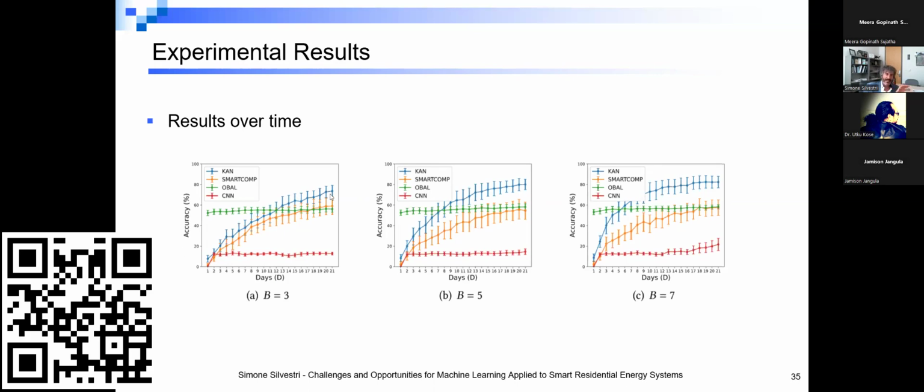And as you can tell, our approach outperforms all the other ones over time. It is worth mentioning that the OBAL one is better at the beginning because it requires a lot of training. And the CNN performs very poorly just because it doesn't have enough data to learn. So it would require much more data, as you can tell here, in order to start finally gaining some higher accuracy. But this training is just not available in a house by querying a few times a day.